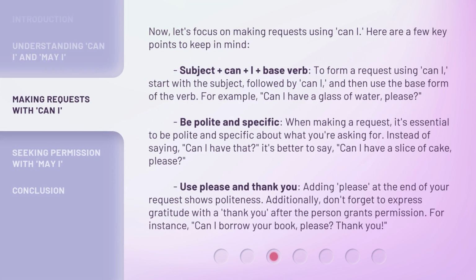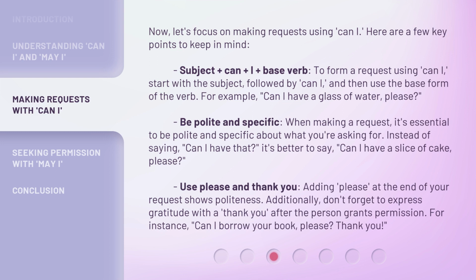Now, let's focus on making requests using can I. Here are a few key points to keep in mind. Subject plus can plus I plus base verb. To form a request using can I, start with the subject, followed by can I, and then use the base form of the verb. For example, can I have a glass of water, please?